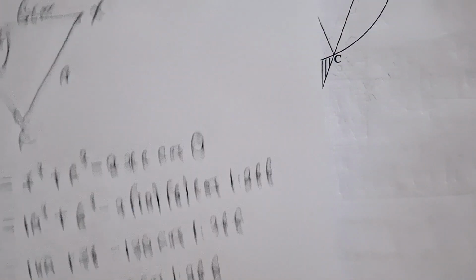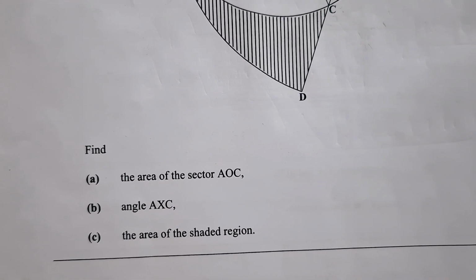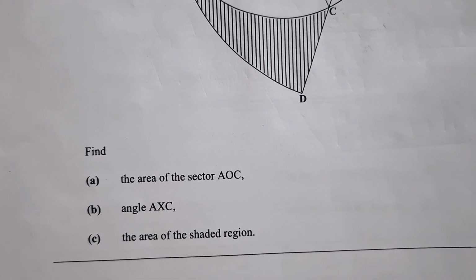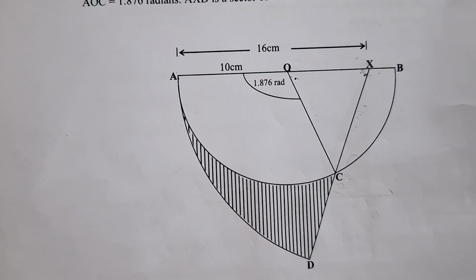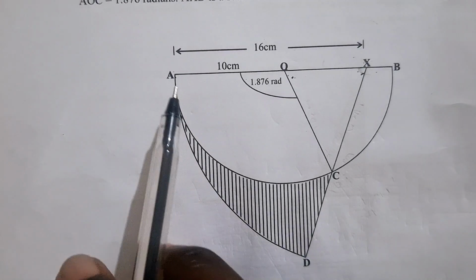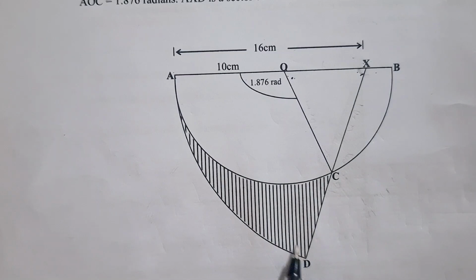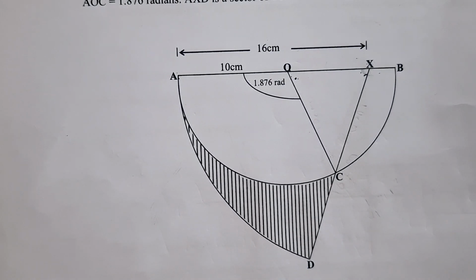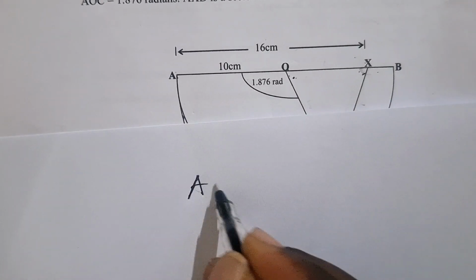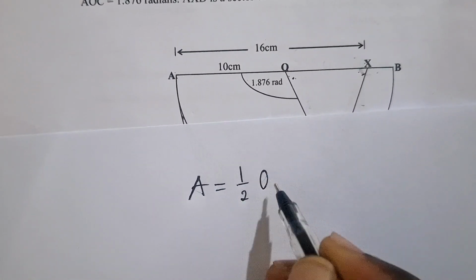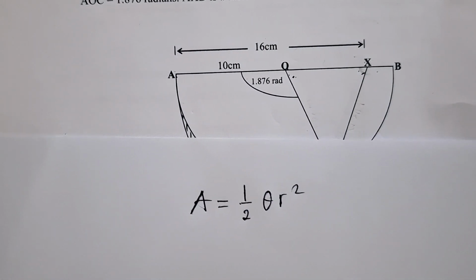The next question here, they are saying, find the area of the shaded region. So we're looking for the area of the shaded region. Here we will of course find the area of this semicircle, and then we find the area of the sector. So area of the sector minus area of the semicircle. Remember to find the areas in radians. This is the formula we need to use. So we shall use this formula twice.